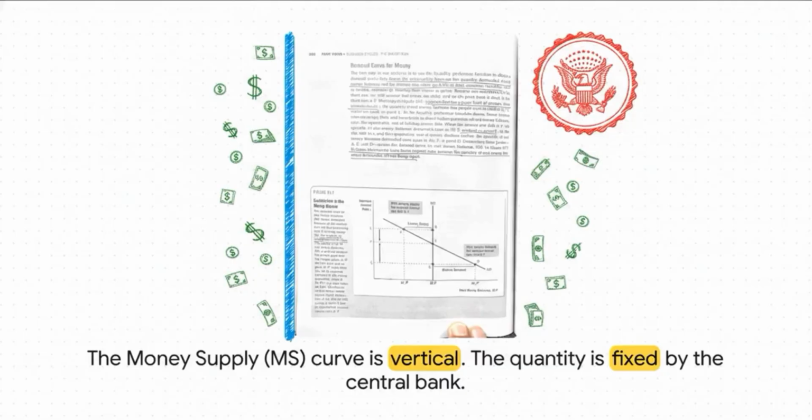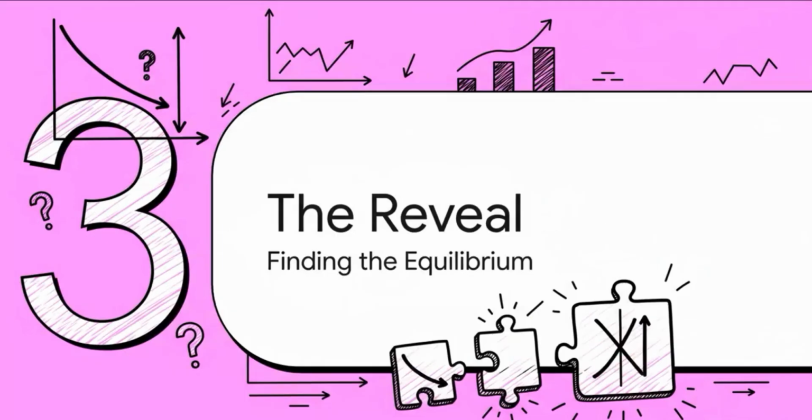And because the central bank is in charge, the money supply curve is just a straight vertical line. The Fed basically decides, okay, this is how much money is going to be in the system, and that's it. It doesn't matter if the interest rate is 10% or 1%, the amount of money supplied stays fixed, at least until the Fed decides to change it. So let's recap. We've got our two clues, a demand curve that slopes down and a supply curve that's just a straight vertical line.